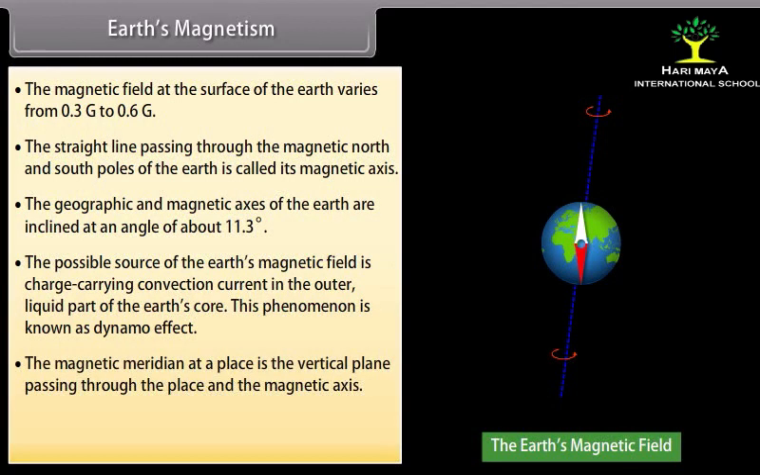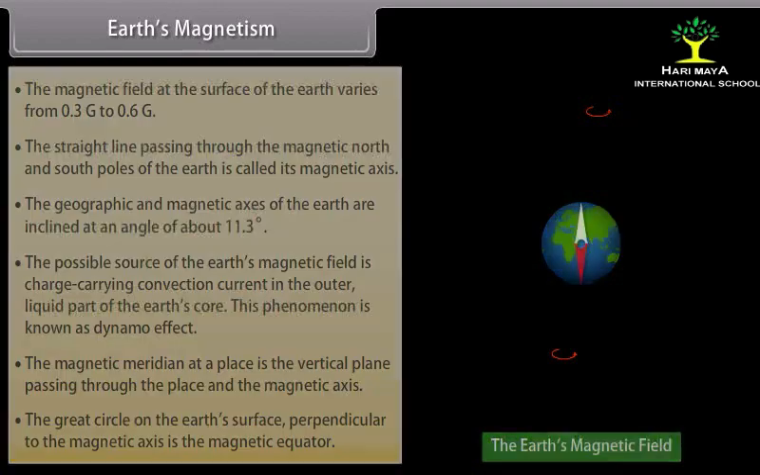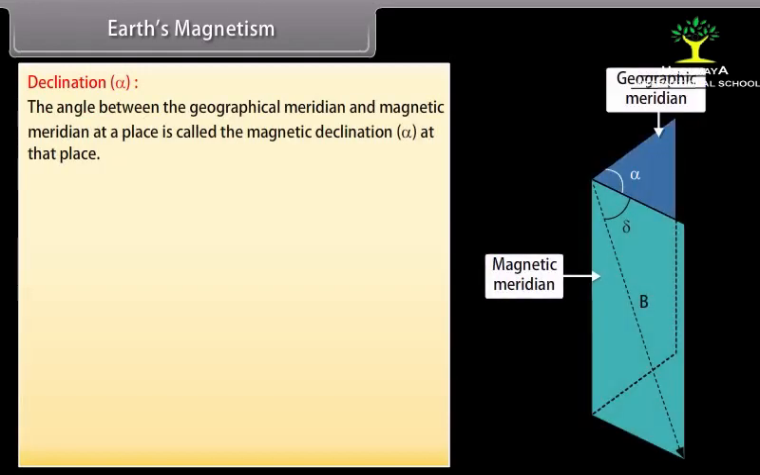The magnetic meridian at a place is the vertical plane passing through the place and the magnetic axis. The great circle on the Earth's surface perpendicular to the magnetic axis is the magnetic equator. Declination, alpha. The angle between the geographical meridian and magnetic meridian at a place is called the magnetic declination at that place.